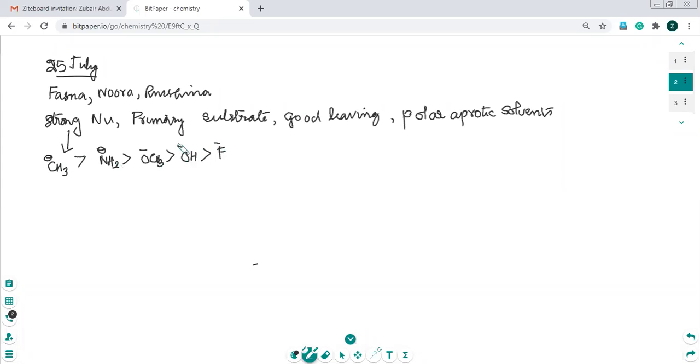Okay, so this is the order. And the primary substrate, secondary substrate, tertiary substrate: primary carbon, secondary carbon, tertiary carbon. Primary compounds only will react under SN2 reaction. Then comes secondary, tertiary does not react. Now let us look at the SN1 reaction.